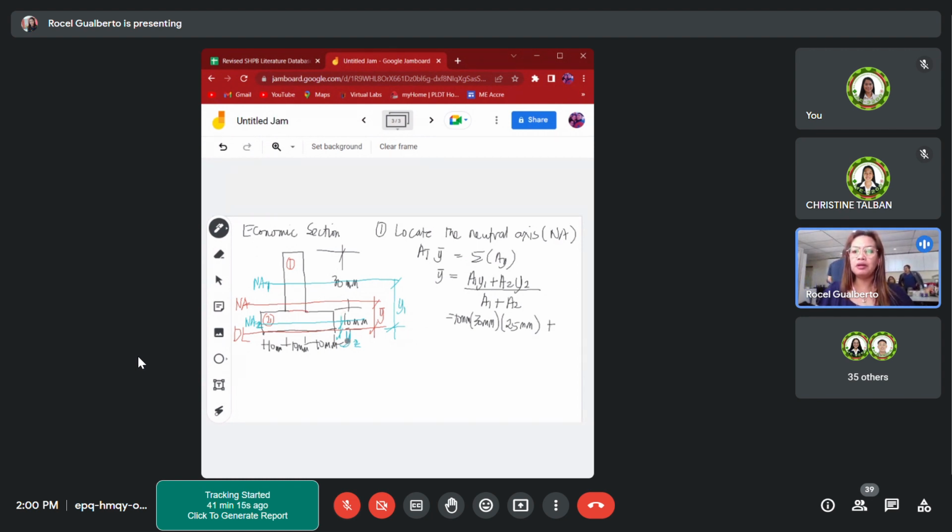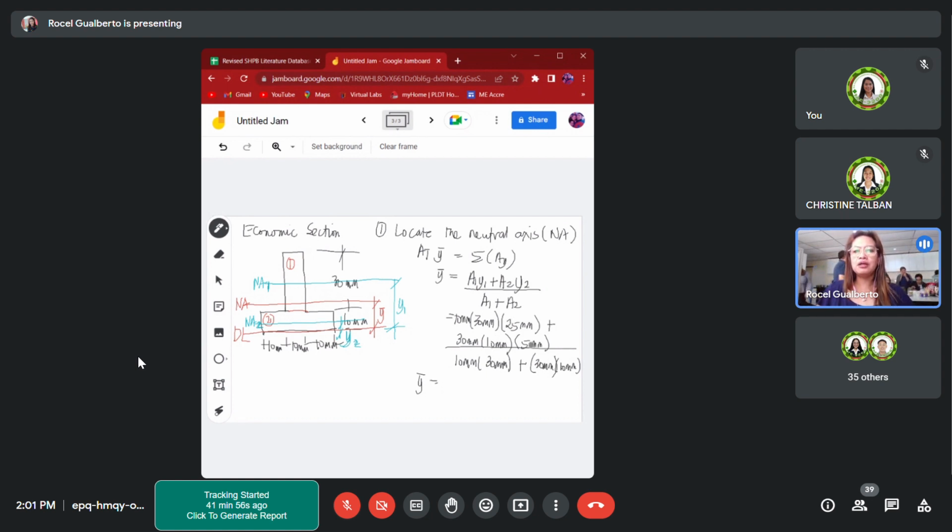Plus, your area 2. Okay, ito naman po yung area 2 natin. Rectangular po ulit, base times height. So, base is 30 mm, height is 10 mm, and yung y2 is equal to 5 mm. Divided by the total area, area 1 plus area 2, so 10 mm by 30 mm plus 30 mm by 10 mm. Kindly compute po for the value. What would be the value of your y bar?